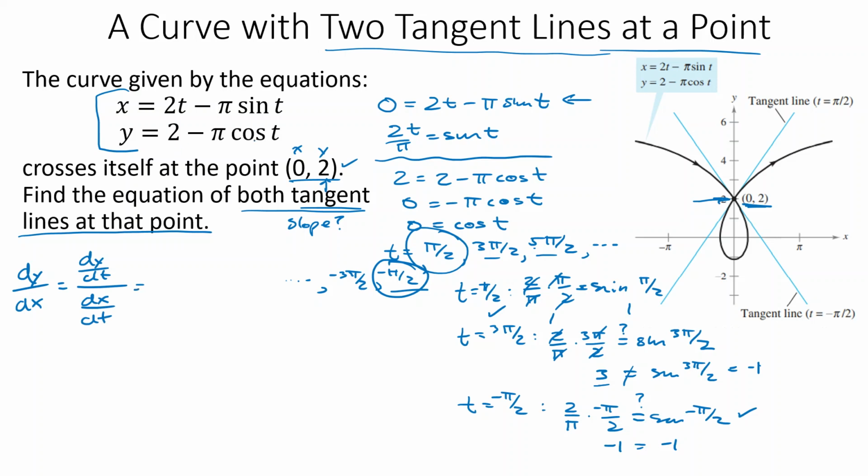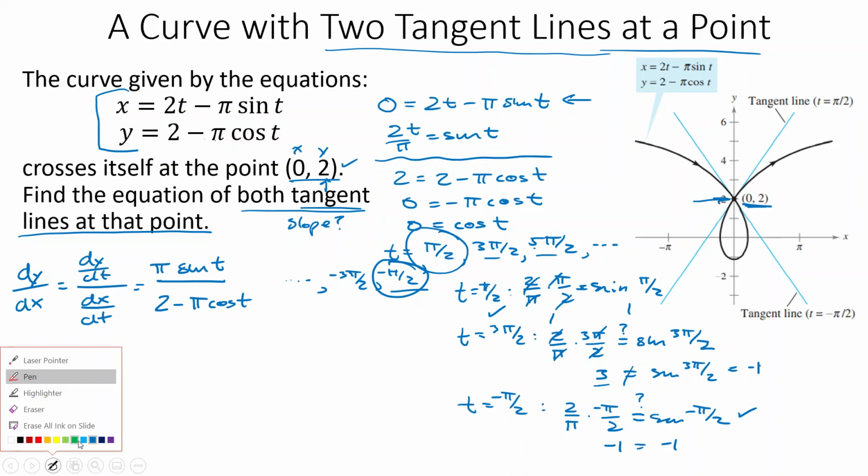The derivative of y with respect to t: the derivative of 2 is 0, and we get negative pi times the derivative of cosine, which is negative sine, so we get pi times sine of t on top. On the bottom, the derivative of 2t is just 2, minus the derivative of sine, which is cosine, so we get pi times cosine of t. So there is our derivative with respect to t. So we try pi over 2.